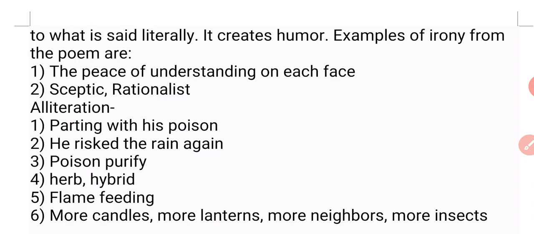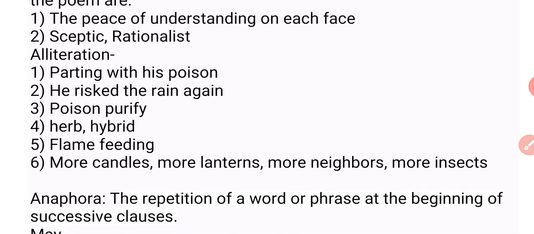And skeptic and rationalist, these two words are used for the poet's father, and these are contradictory terms used together. And alliteration is used in the poem, like you can see parting with his poison, he risked the rain again. You can see P is repeating in the first statement, R is repeated in the second statement, poison and purify, again P repeated, herb and hybrid, again H repeated, flame feeding, F repeated, more candles, more lanterns, more again and again, the word more is repeated.